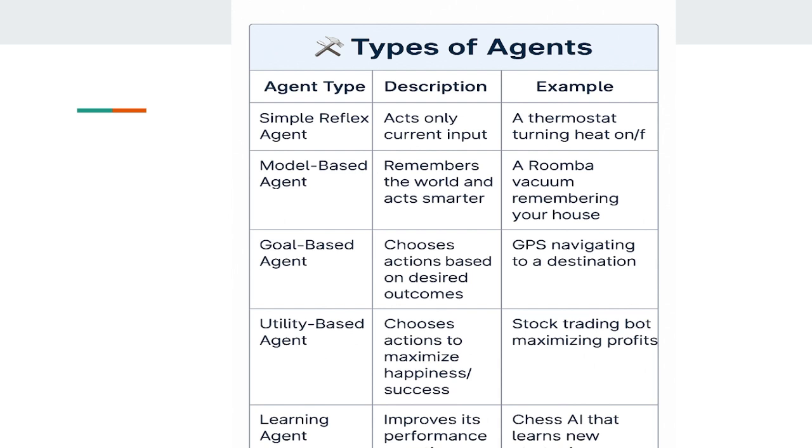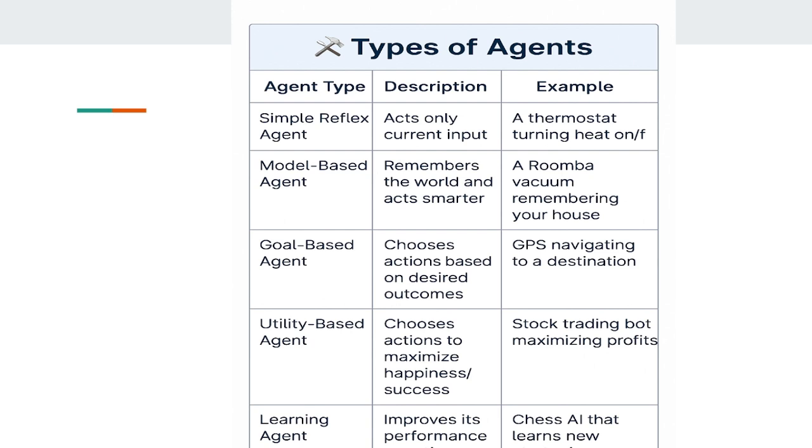Then you have a utility-based agent. This chooses actions to maximize happiness and success. You particularly see these kinds of agents with stock trading bots. This is used almost all the time over on Wall Street. Almost every single company has these kinds of utility-based agents, and it's proven to be very, very lucrative for them.